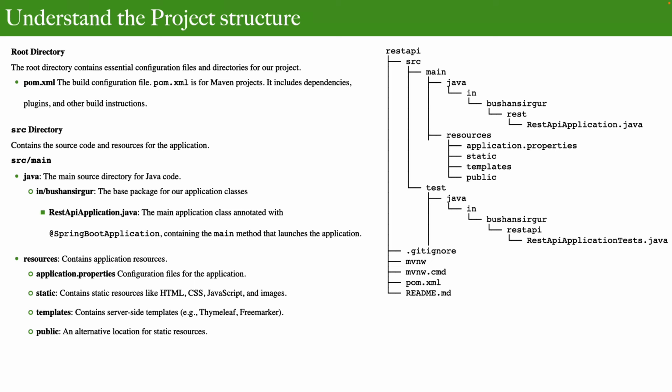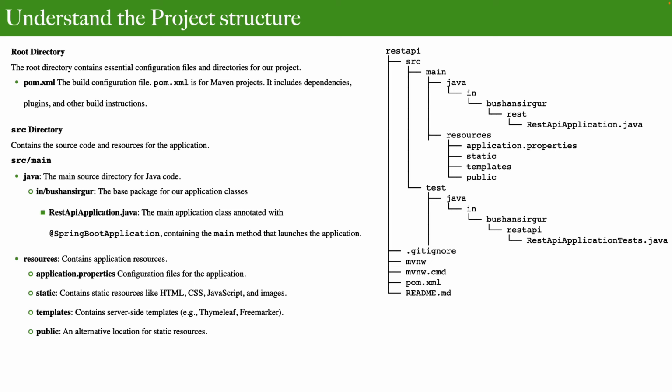Inside this, we will define how our application will run, and the application configurations we will add here. For example, the server port, the data source configurations, and a few other configurations we will add inside this property file. Next, we have the static folder, templates folder, and public folder.